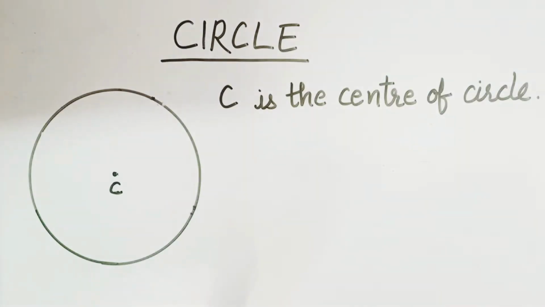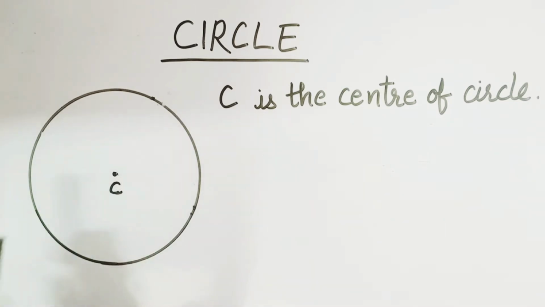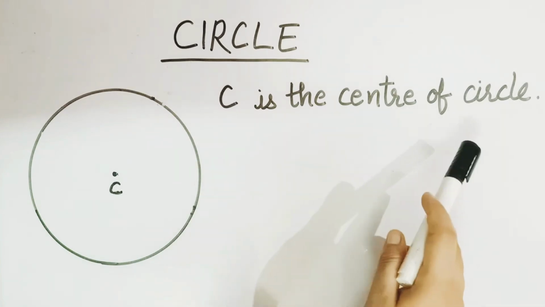So this is a circle. As you can see on the screen, this is a circle, and this is the midpoint of the circle, which is known as the center. So C is the center of the circle.